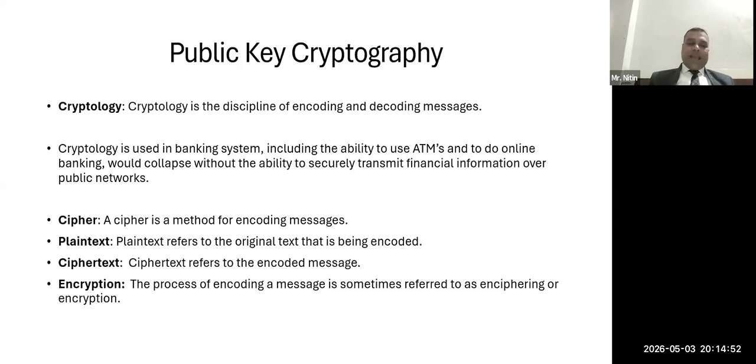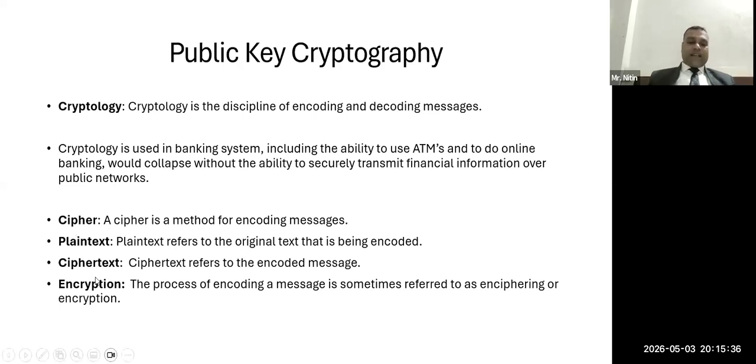So related to cryptography, we have a few terms, like cipher. What is a cipher? A cipher is a method of encoding messages. Just now we understood what is encoding, but the cipher is the method for encoding the messages. Plain text refers to the original text that is being encoded. So the original data which we need to transfer from source to destination is plain text. On plain text only, we are going to convert this plain text into encoded data.